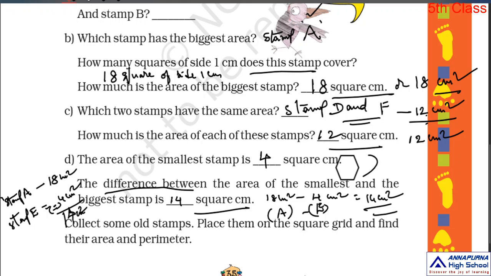Now you better collect. Here he has given some work. Collect some old stamps, place them on the square grid and find their area and perimeter. Already in the previous class I explained about the perimeter. You just find the area and perimeter.